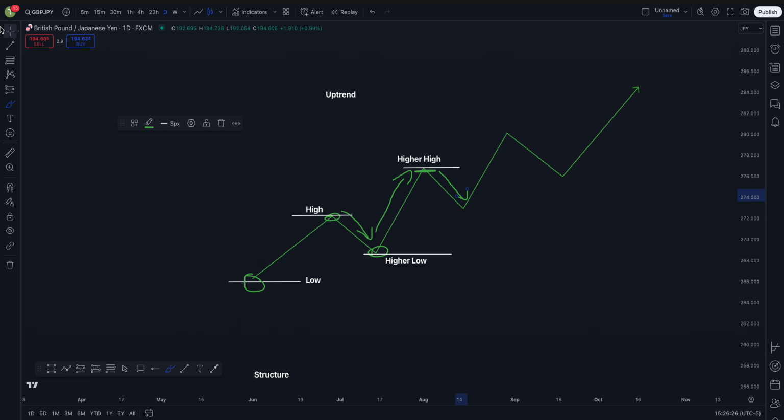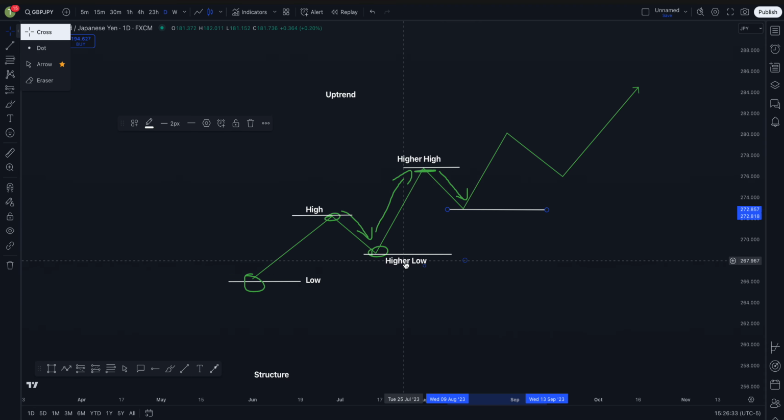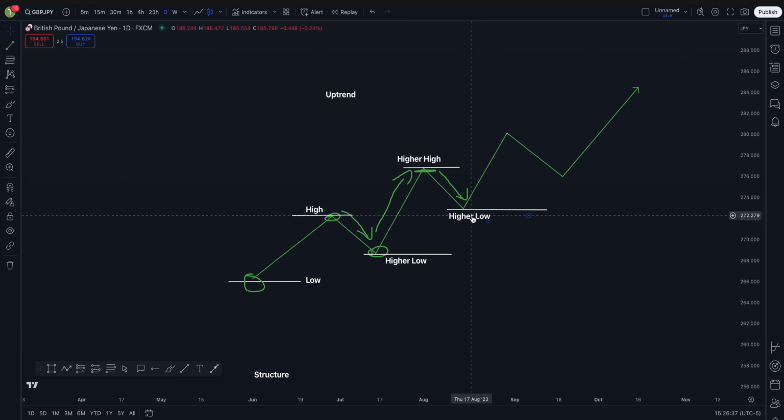And what do we call this? This now becomes another, you got it, higher low. So now we have a low, a high, higher low, higher high, and a higher low. And then price broke this previous high, and then it created this new high, which now becomes a new higher high.